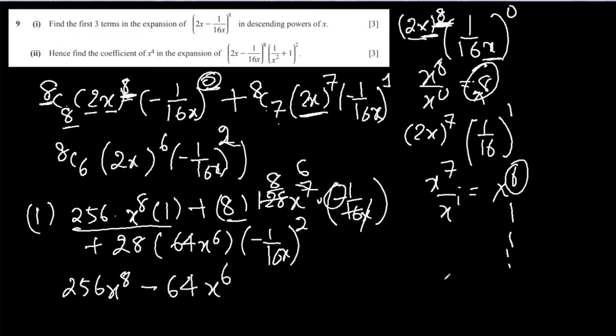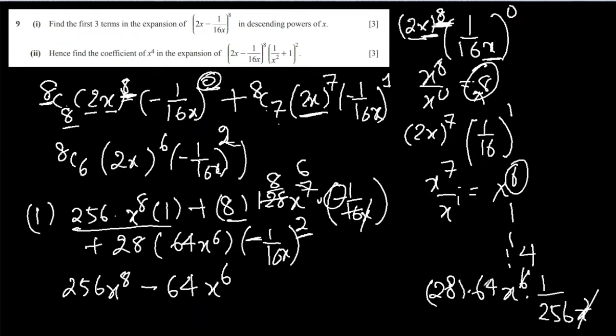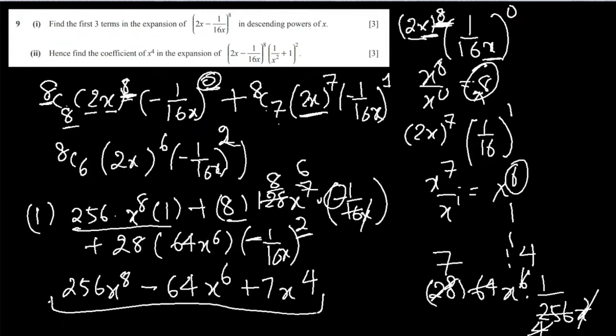So let's do it here. 28 times 64 x to the power 6 times, because the power is 2, this negative will become positive. It will become 1 over 256 x squared. So 2 of the x's will cancel with this 6, and it will become 4. 256, okay, this times 4 and 20 cancels 7. So it gives us positive 7 x to the power 4. These are the first three terms of the binomial expansion.